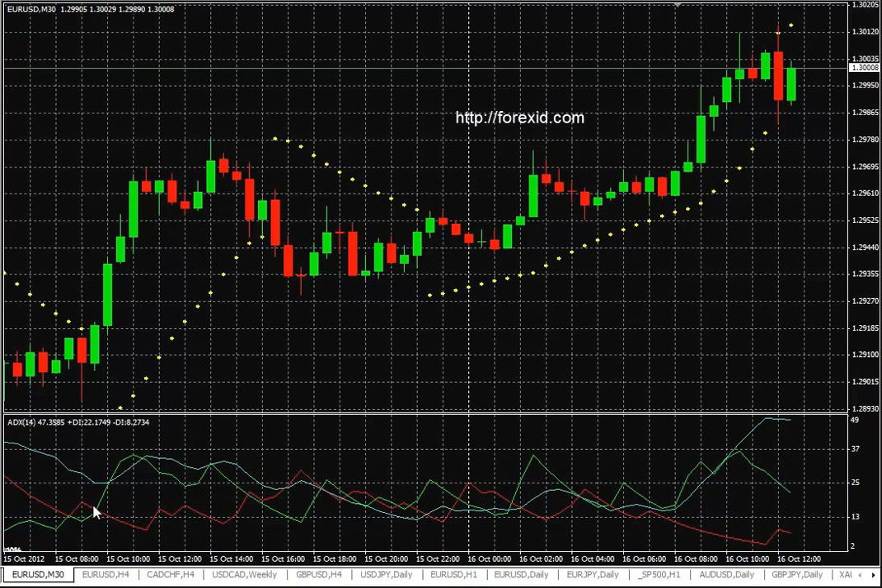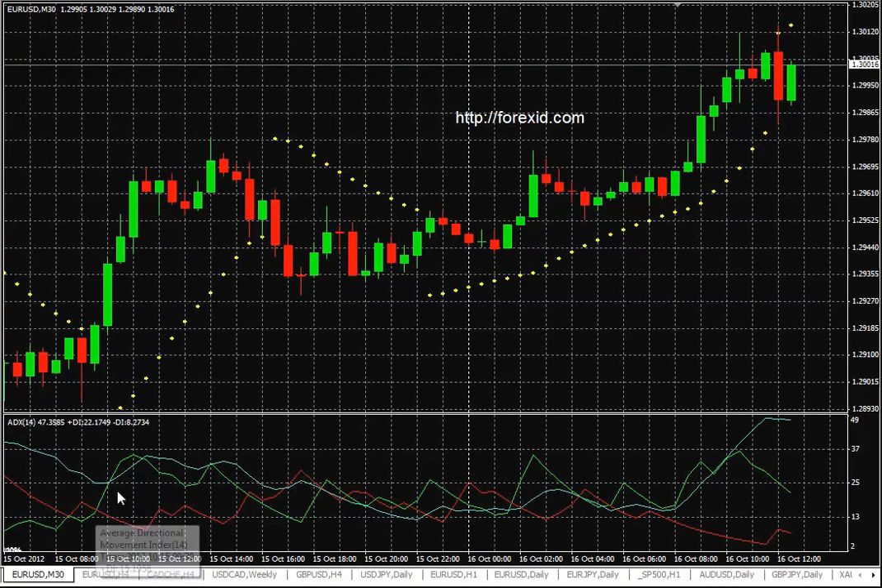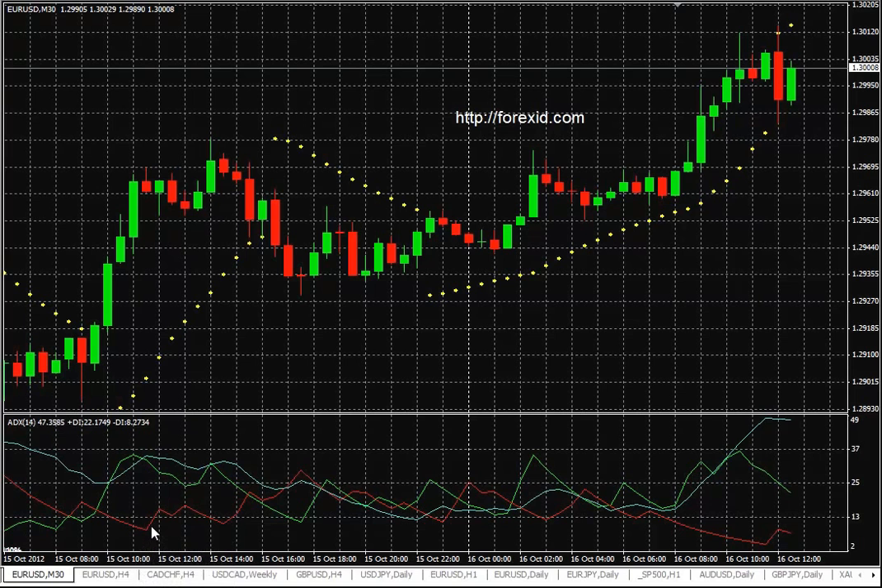Here, I chose my entry on the crossover, right on the crossover, and I decided to exit immediately when I saw an angle forming on the DI plus, which angle was confirmed right after one candlestick by the opposite angle formed on DI minus. Okay?